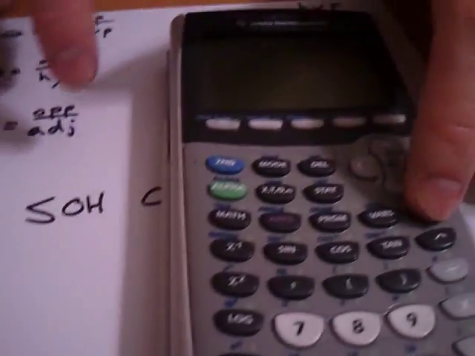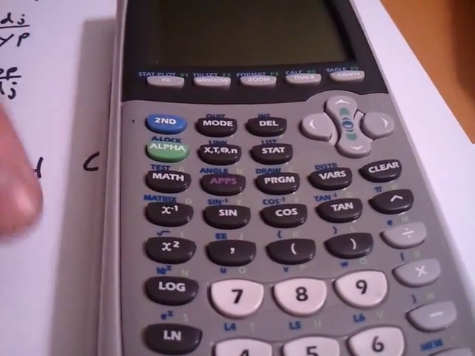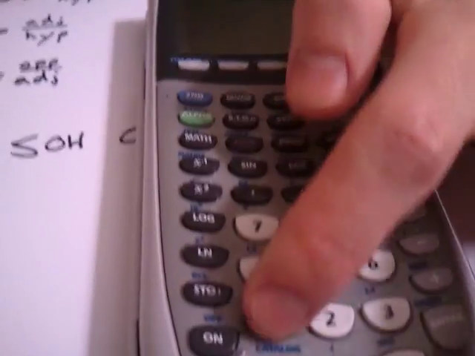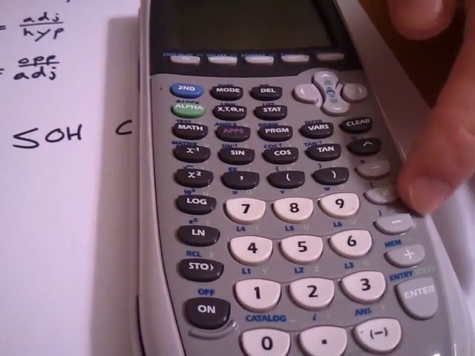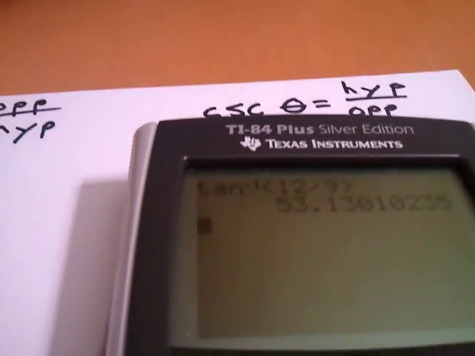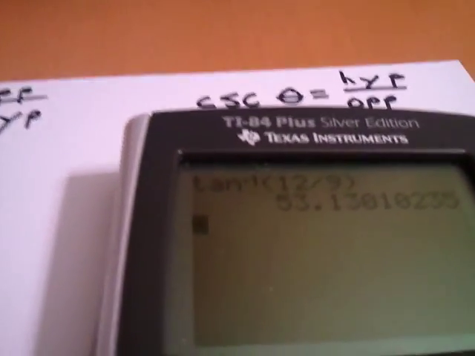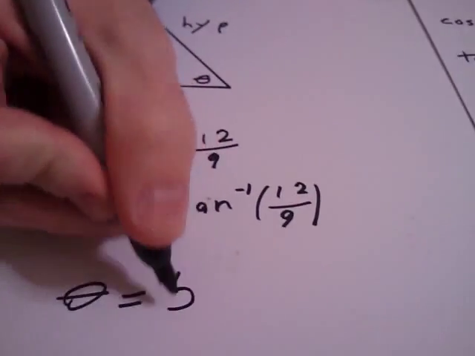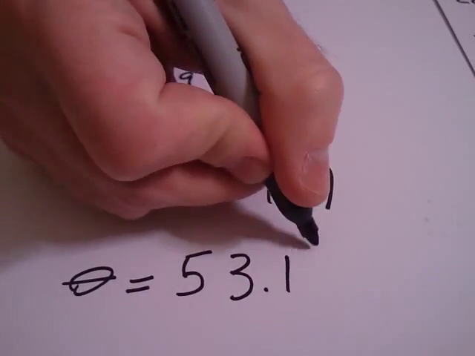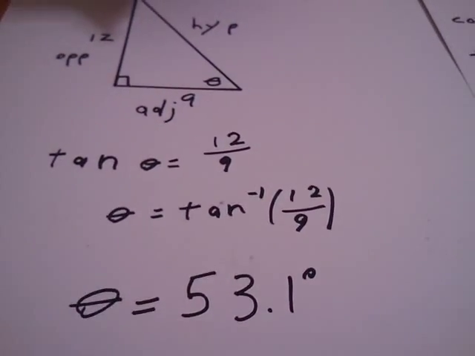plug that into our calculator, second tangent, so we've got the inverse, the negative 1 up there, 12 divided by 9, close your parentheses, we'll get theta equal to 53.1 degrees. And that's it. That's done.